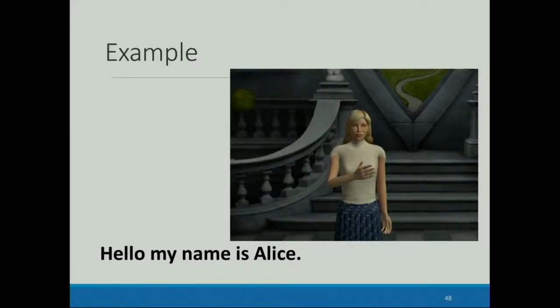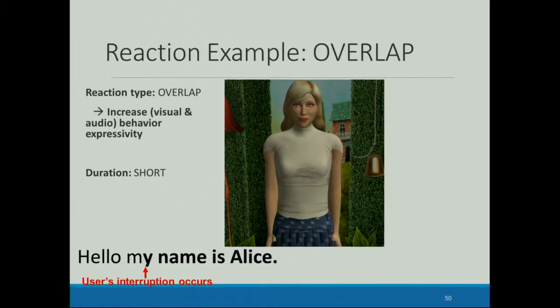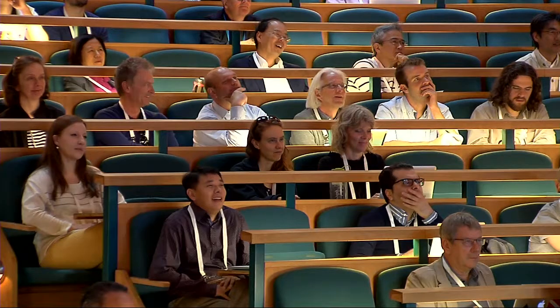So let me show you some examples. "Hello, my name is Alice." That would be normal, without interruption. Here is with a halt. "Hello..." So you have hold behaviors. "Hello, my name is Alice." Here she emphasizes the speech and also the behavior expressivity. "Hello, my name is... Stop interrupting me." And after, we can have the agent do whatever we want. That would come from a dialogue manager.